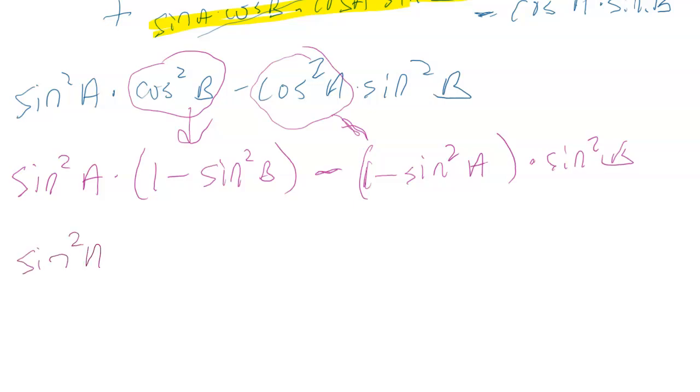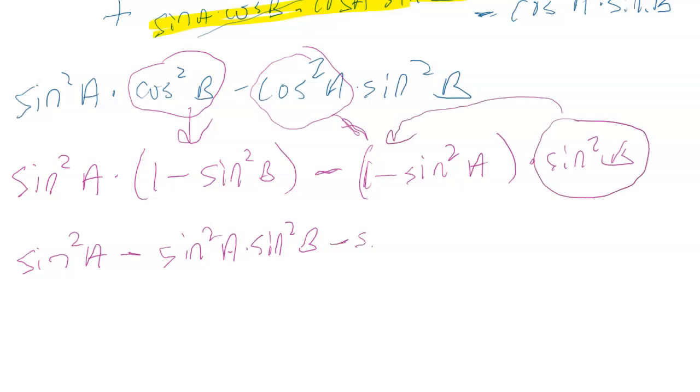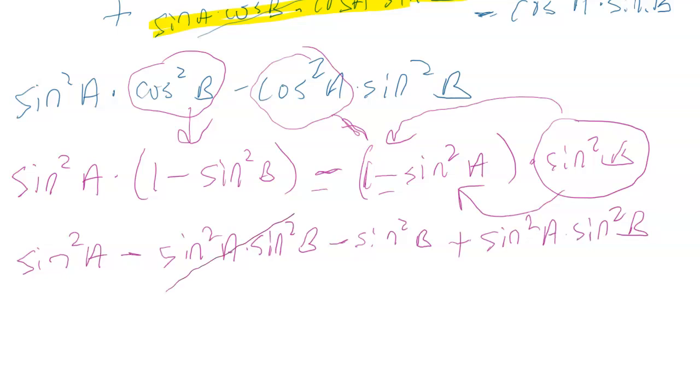This is sine squared A minus sine squared A times sine squared B, minus, okay, so I'm going to distribute here. This would be minus sine squared B. And I'm going to distribute here, and this will be plus because you got a negative and a negative. That's going to turn into plus sine squared A times sine squared B. And then if you notice, this term and that term cancel out, and you just get sine squared A minus sine squared B.